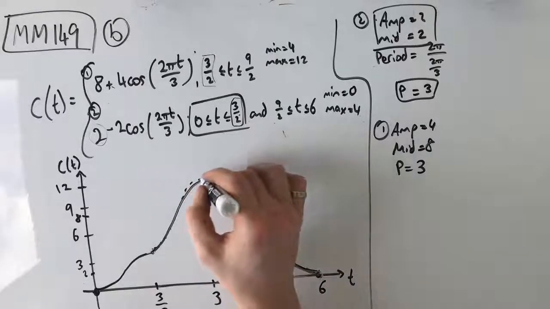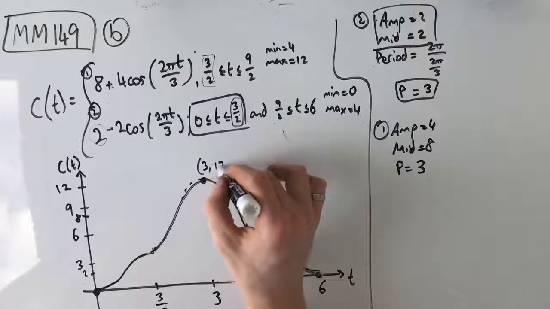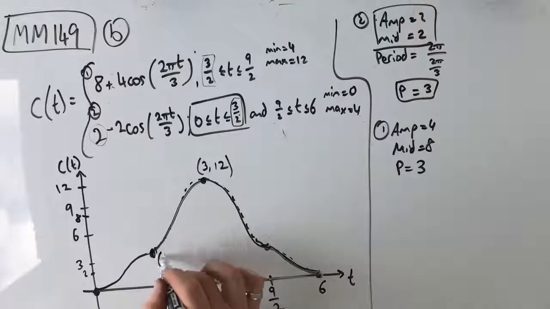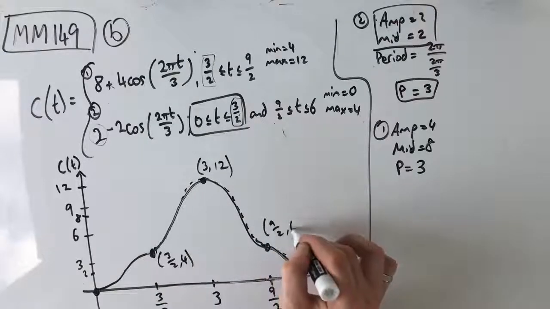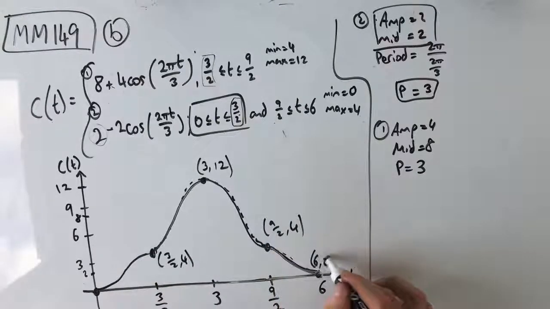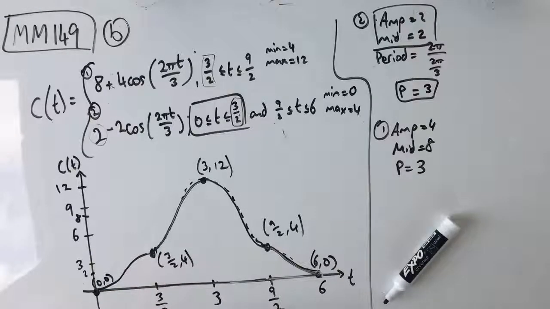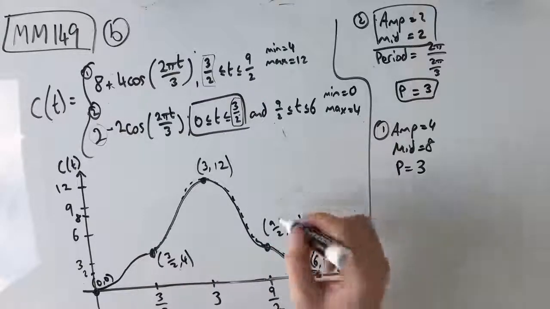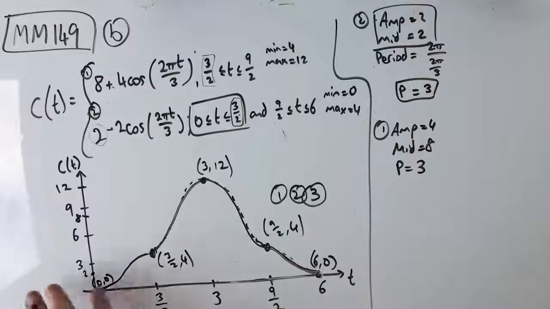So this here is 3, 12. This here is 3 on 2, 4. And this here is 9 on 2, 4, 6, 0. Awesome. Guys, that's our function sketched. If you have any questions about that, please let me know. Again, all 3 marks kind of come here with graphing. Again, really hard to know, but just make sure you do all of this and you will be fine.